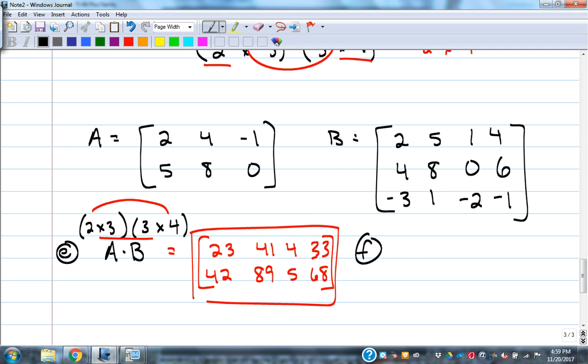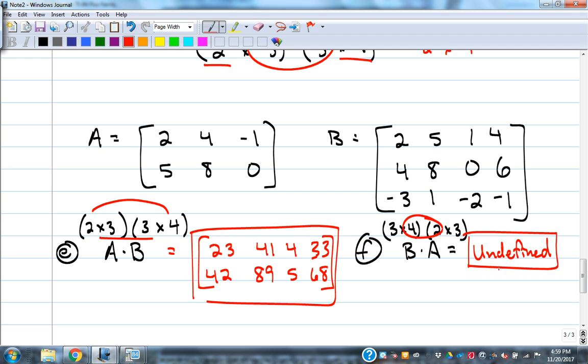Example F is B times A. So it's 3 by 4 times a 2 by 3. But they don't match there, so that's not defined. That's the key there. Again, matrix multiplication is not commutative. It is not commutative. Very, very much not commutative.